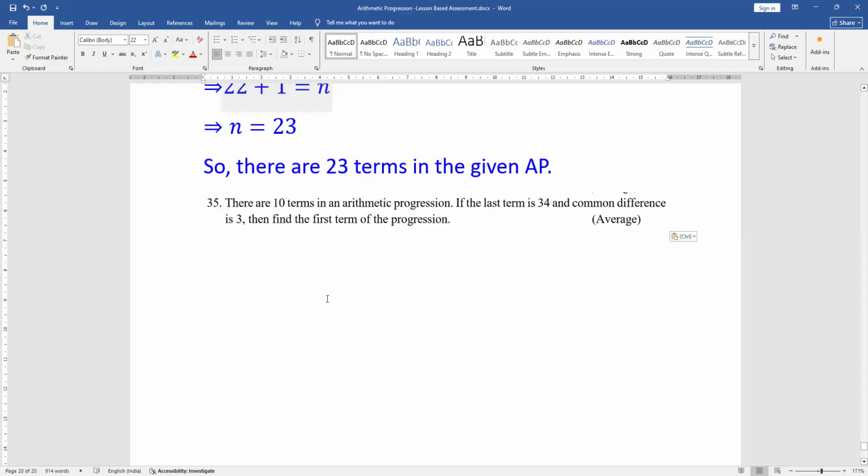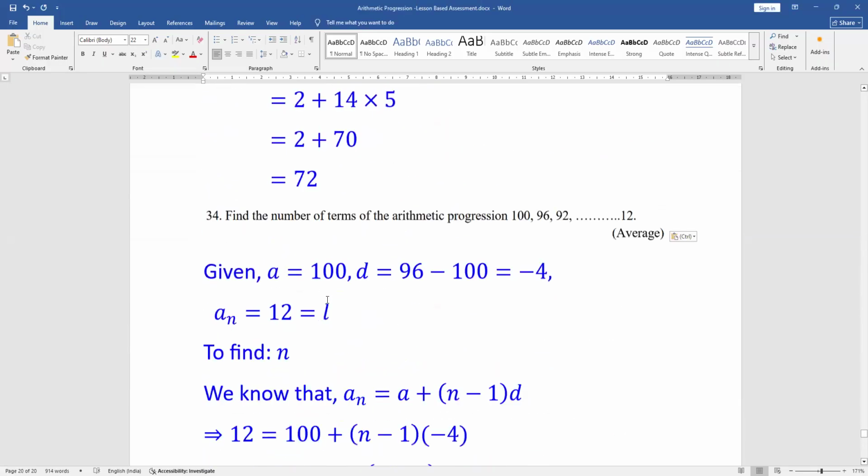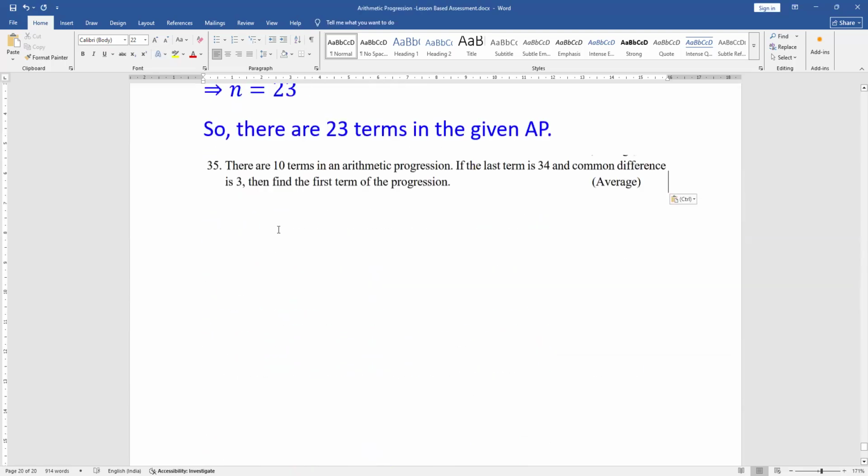35th question. Okay, 35th question I take. Now here, there are 10 terms in an arithmetic progression. If the last term is 34 and the common difference is 3, then find the first term of the progression.